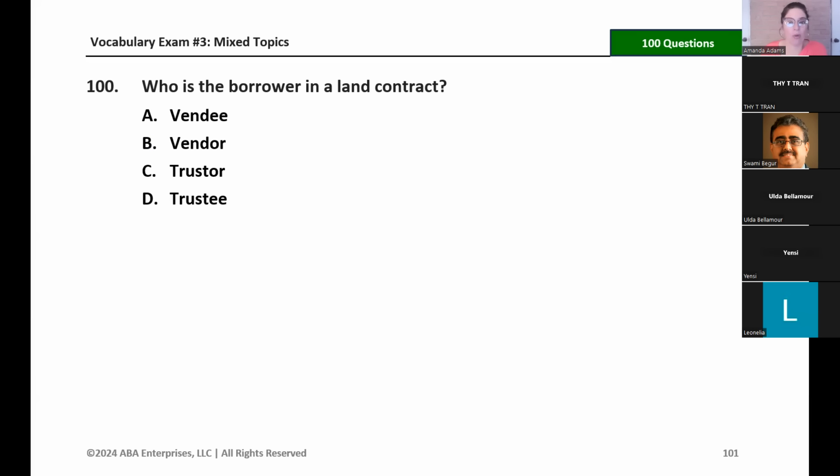All right, and last question. Who is the borrower in a land contract? The person that's borrowing the money. That's the vendee. The borrower is the vendee. The person you're borrowing from is the vendor. The borrower is actually the vendee.